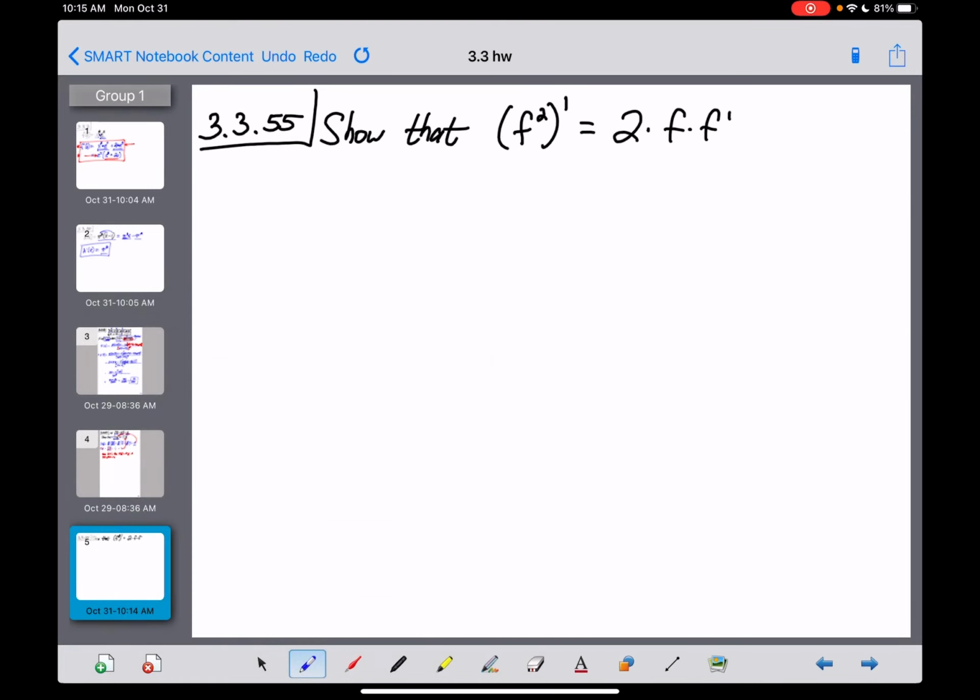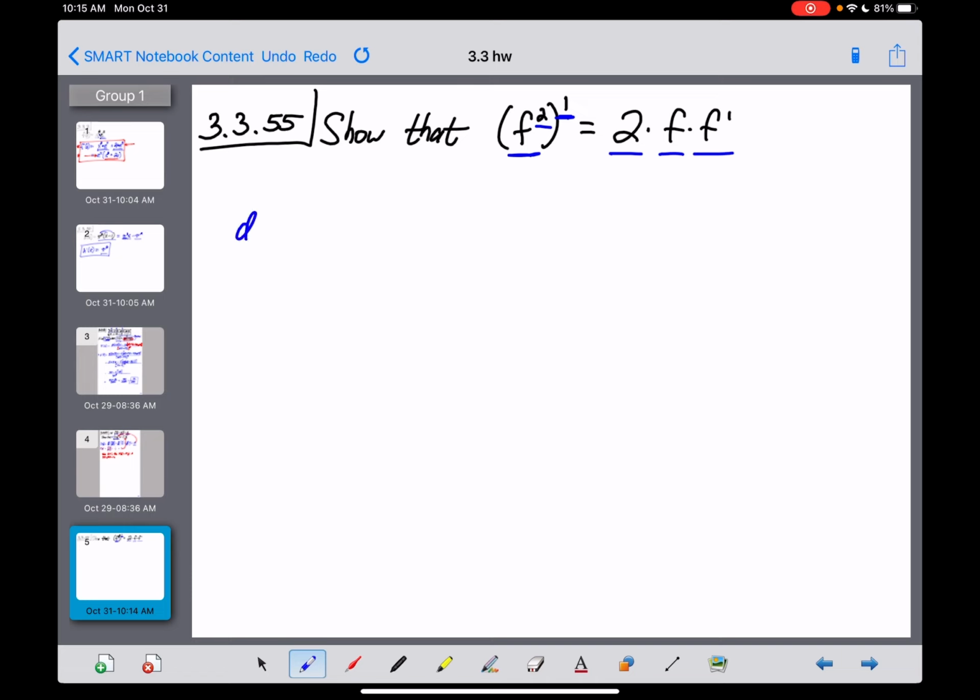All right, guys, I like problem 55. I don't love the format that they use. I wonder if that isn't part of the confusion people have on this. They're asking us to show right here, let's read this right, guys, that the derivative of a function squared is equal to 2 times the function times the derivative of that same function. So what are they asking us to do here?